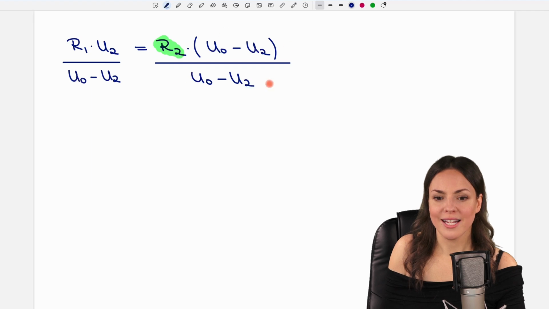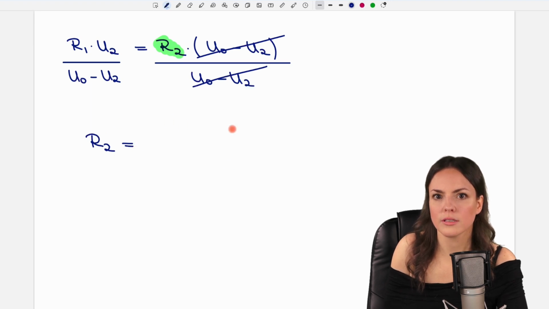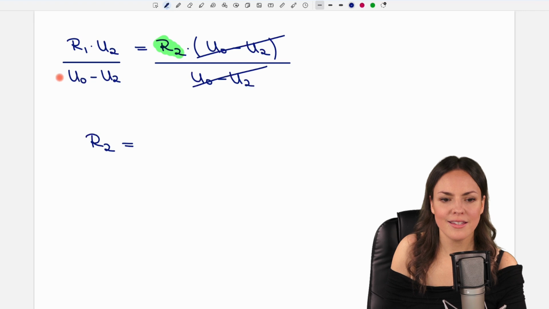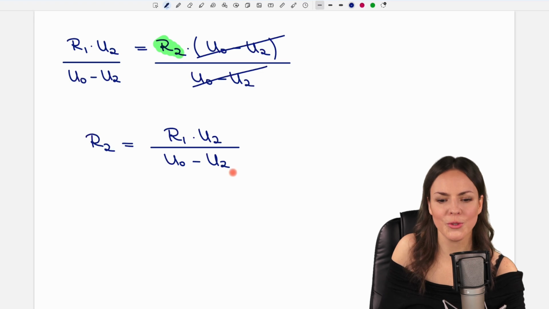Now, we start with the right side because we want to solve for R2. This cancels out now, and R2 is left on this side. I switch both sides so that we have R2 equals some expression. And on the other side, we just leave it as it is. We write down this fraction here, and this is our result for R2.